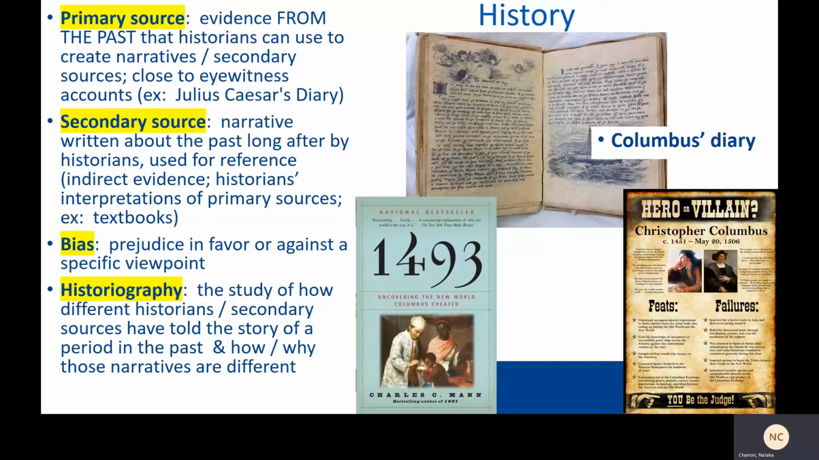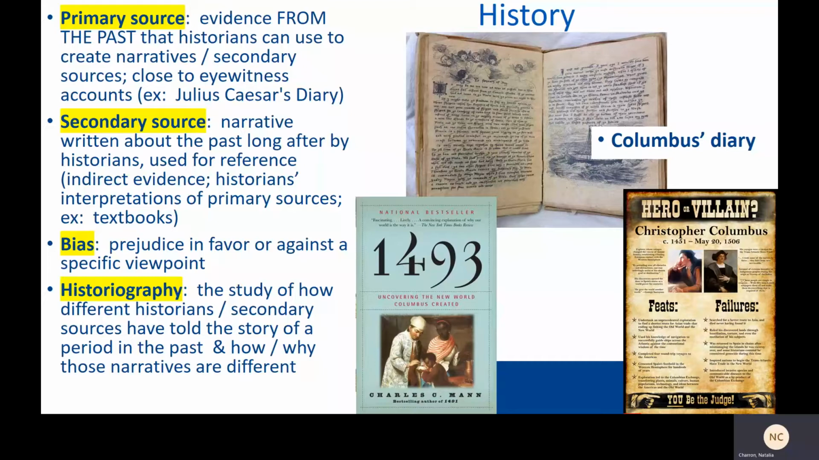A great example of a secondary source is a textbook. It wasn't written back in the day at the time that you're trying to learn about. It was written way more recently by some guy who's trying to teach you about that time in the past, or some girl.